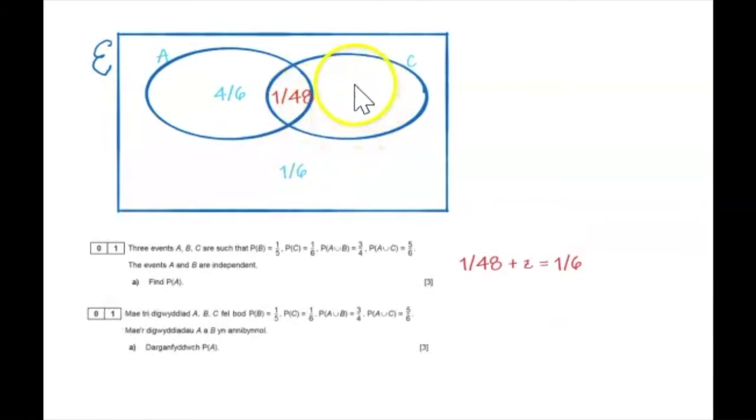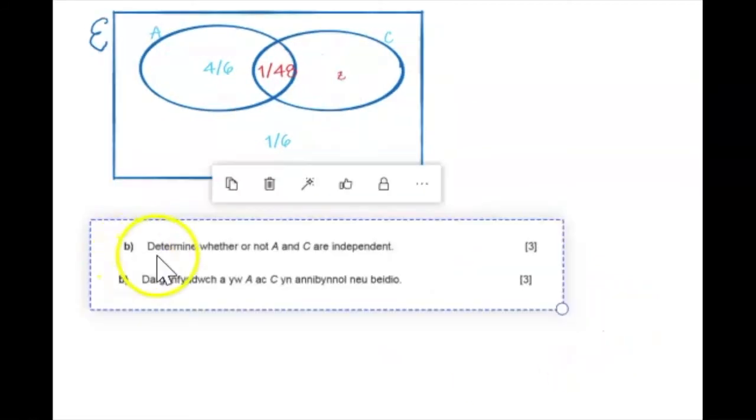So if we call the C only region Z, 1/48 plus Z is the probability of C, which we know is 1/6 from the question. So Z is 7/48. So part B of the question says determine whether or not A and C are independent.